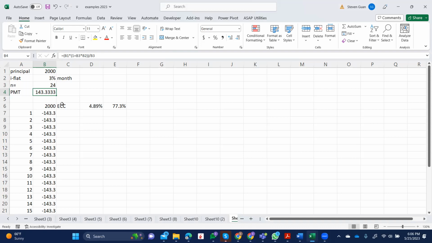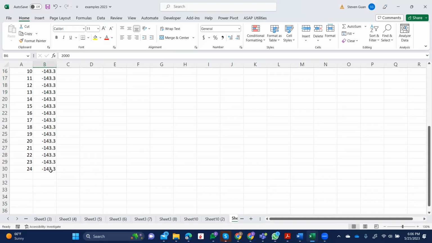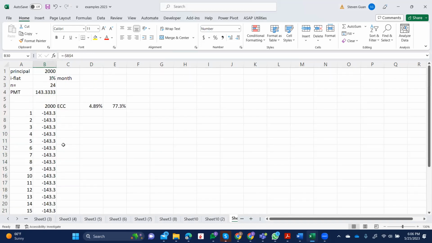In order to compute the effective cost of capital, you use the internal rate of return technique. For this, you need to build your cash flow. This is my cash flow: I received $2,000 and I paid $143 for 24 months. Now, remember that the effective cost of capital is a compounding interest rate. So this is 4.89% per month, compounding. If I want to find the annual interest rate, compounding, it is not simply multiplied by 12. It is 1 plus this number to the power 12 minus 1. That is 77% they're going to be paying per year. Okay, so it's a huge number.